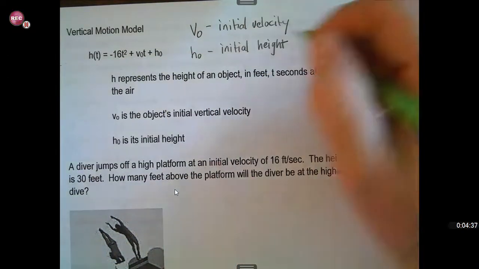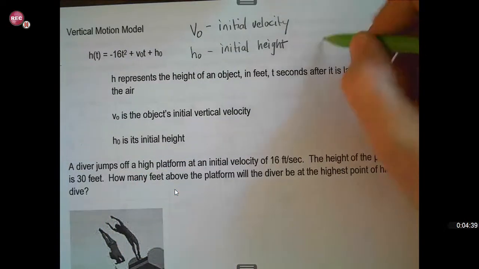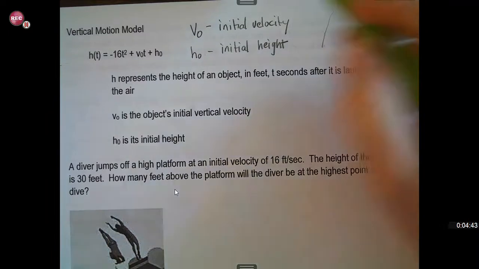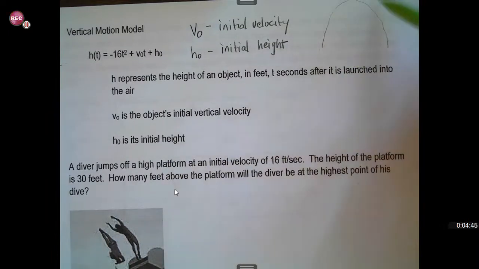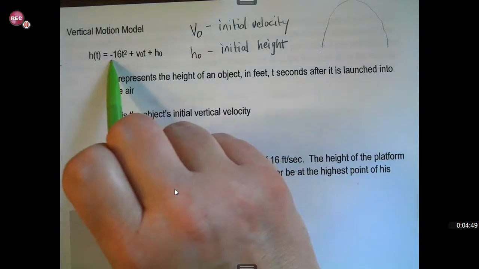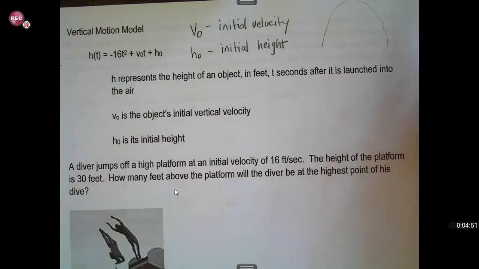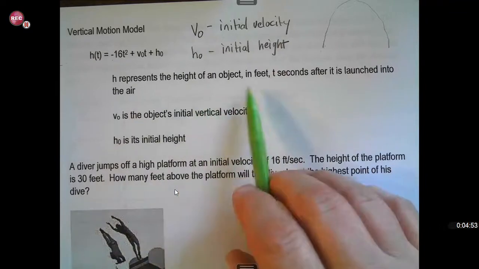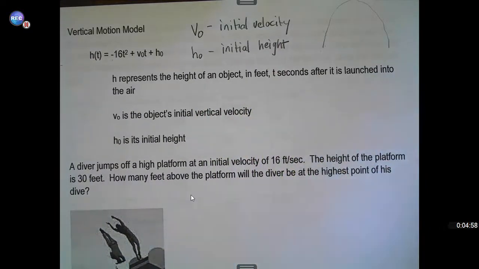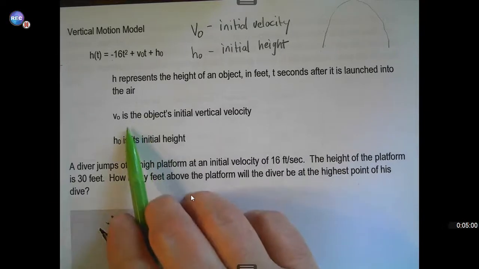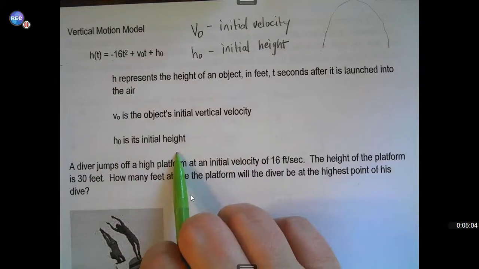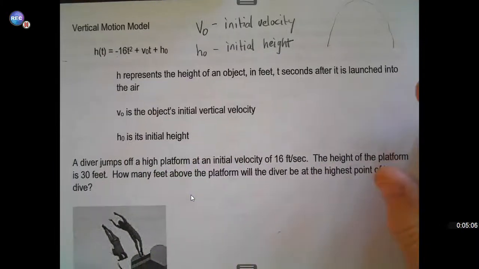When we mean vertical motion, we mean we throw something up in the air and it comes down. It's basically a parabola that opens down, and that's why we have that negative in front. So h represents the height of the object in feet, t seconds after it's launched into the air. v sub 0 is the object's initial velocity, and h sub 0 is the object's initial height, as I just said.